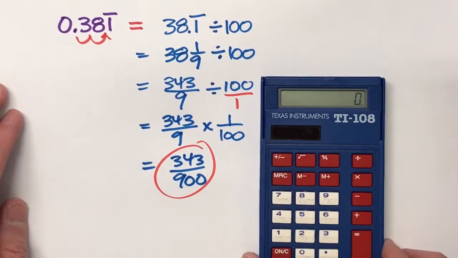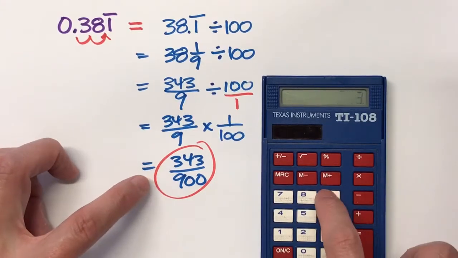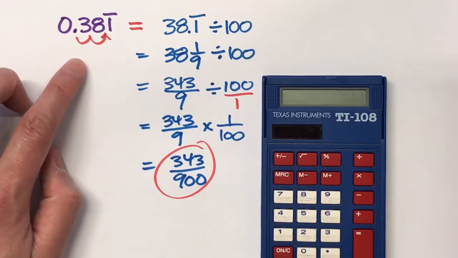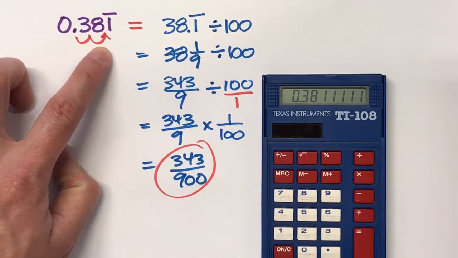And if you're not sure, you can always check. 343 divided by 900 equals 0.38111111, and that's exactly what we had.